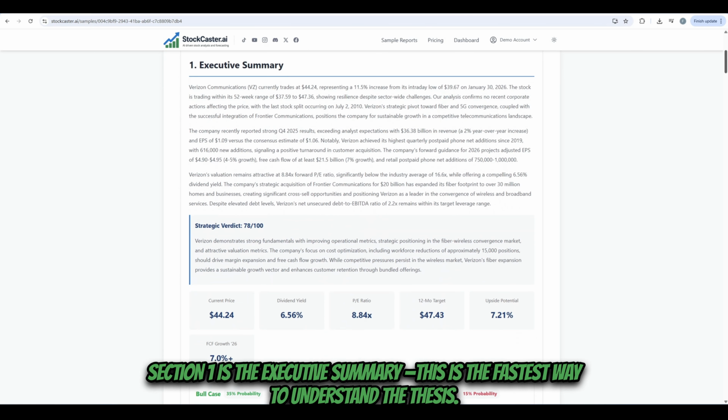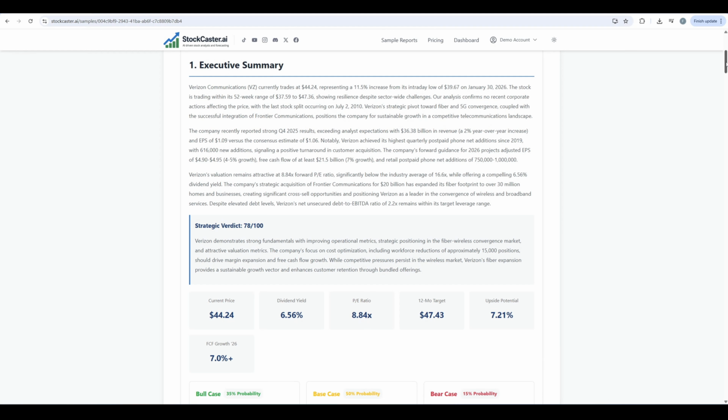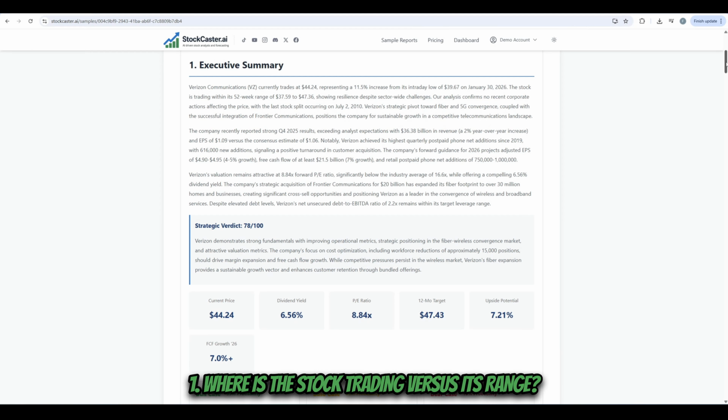Section 1 is the executive summary. This is the fastest way to understand the thesis. It usually answers 4 questions. 1. Where is the stock trading versus its range? 2. What just happened recently? 3. What's the forward outlook? 4. What's the bottom line score?